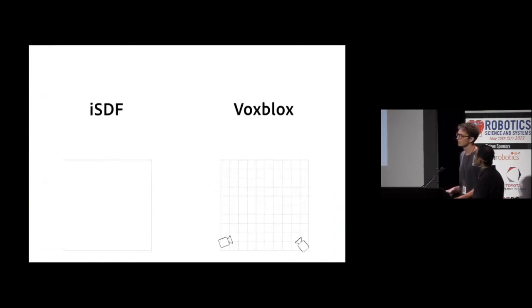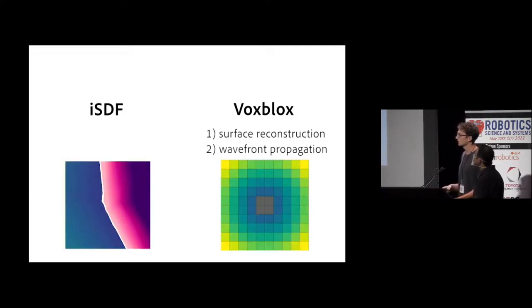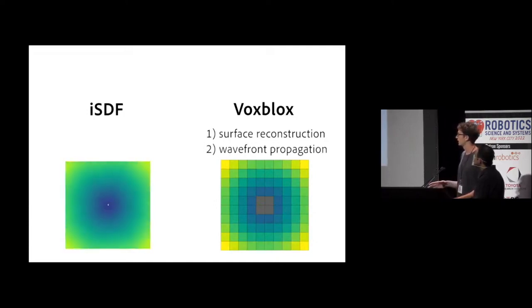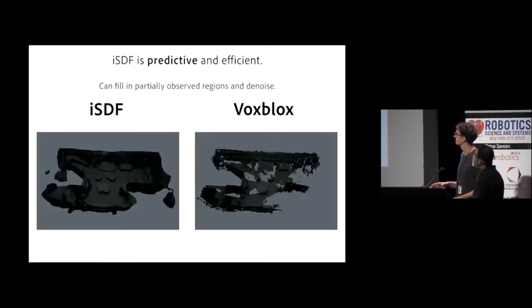The most notable related prior work is Voxblox, which is a method based on voxel grids that reconstructs the signed distance field in a two-stage approach, first reconstructing the surface, and then doing an expensive wavefront propagation algorithm to compute the signed distances in all cells. In contrast, iSDF is quite different and operates by training a neural network in real time. This gives iSDF a number of positive properties compared to Voxblox. We'll show these by looking at the reconstructed surface for both of the methods side by side.